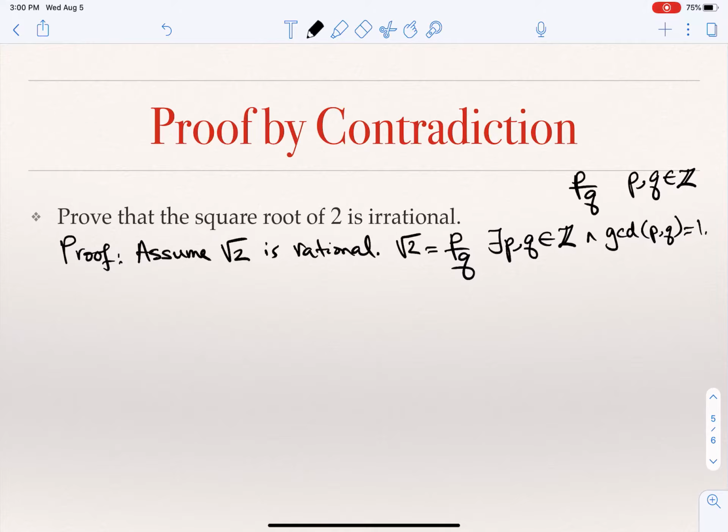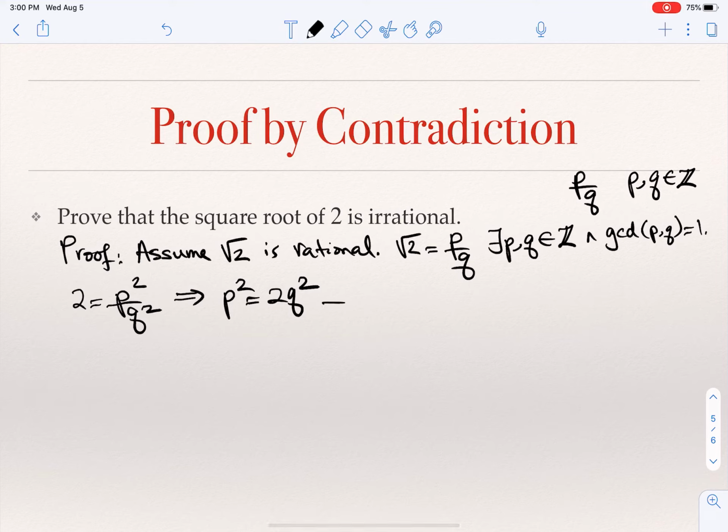So if the square root of 2 is p divided by q, then let me raise both sides to the power 2. Then I get 2 equals p squared over q squared, or from this I can get that p squared is 2q squared. Now, if p squared is 2q squared, what we are saying is p squared is even. This means that p is even as well. Again, we showed that if p squared is odd, then p is odd, or if p is odd, then p squared is odd.